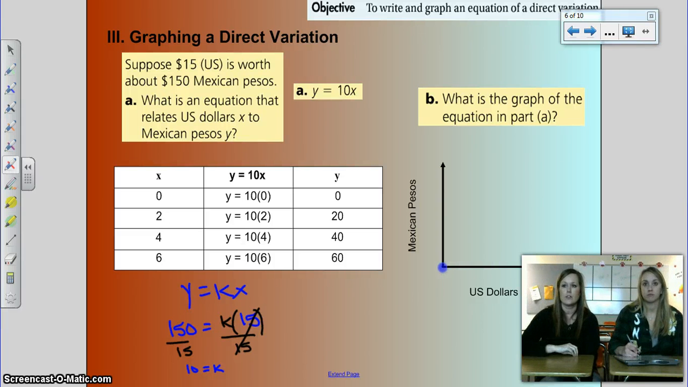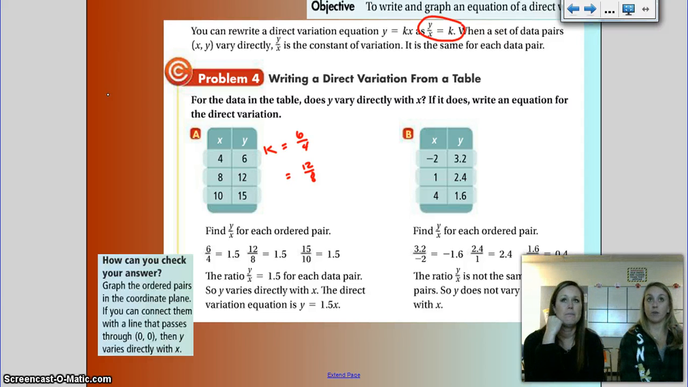So $0 US is 0 pesos. If I have $2, I would have 20 pesos, and so on. So you're going to graph these dots. No, I didn't do that right. It would be 2, 4, 6 here, and then the pesos going up the y-axis. And then you plot those, and then you're done. Okay, so now we're going to view it from a table.